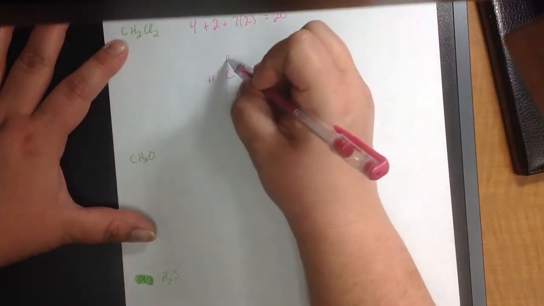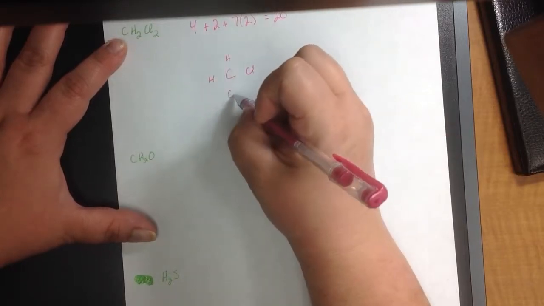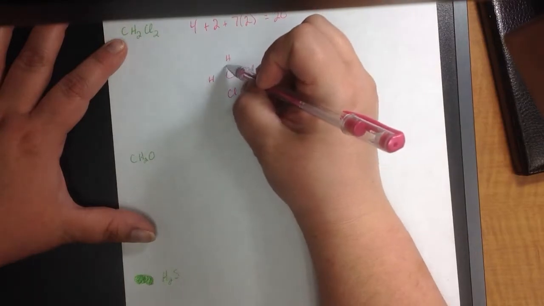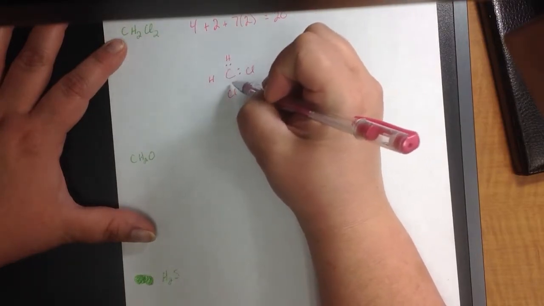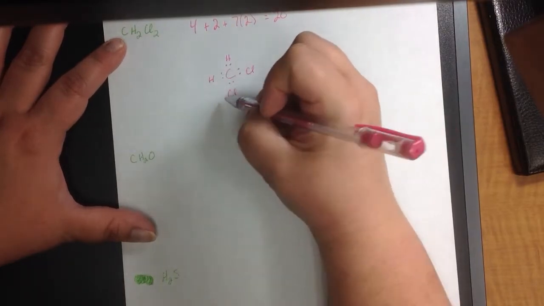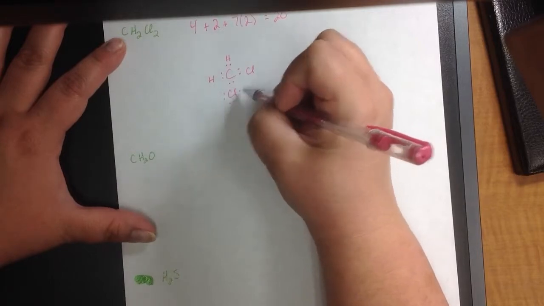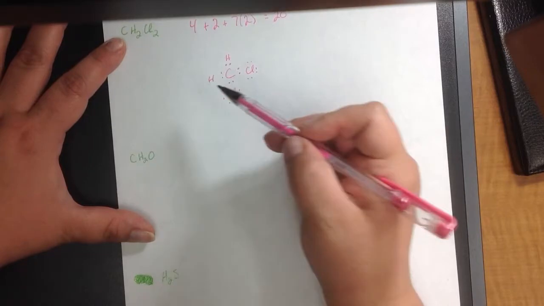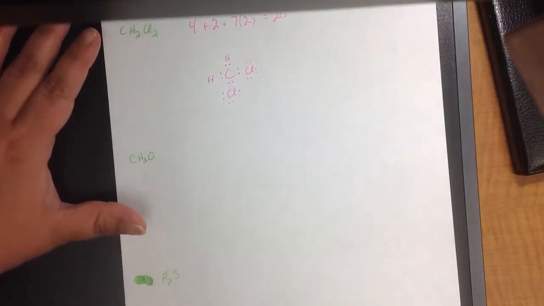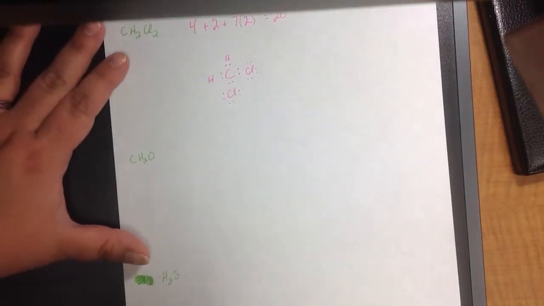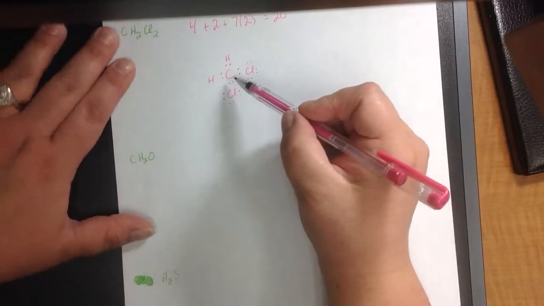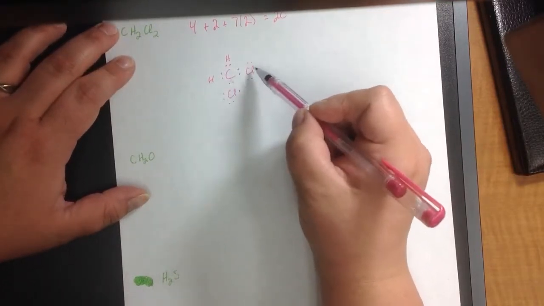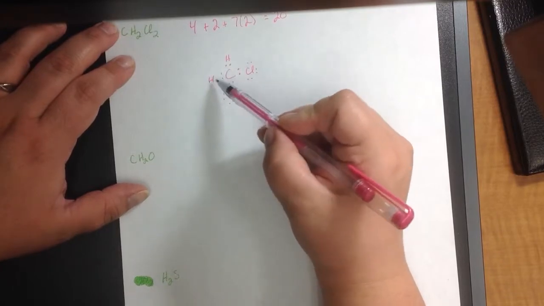It does not matter if you put hydrogens in one location or another versus chlorines in one location or another. This is not a 3D rendering. Okay. I only put 2 around the hydrogen because it can only take 2 electrons total. Okay. So this carbon has 8. Each of the chlorines have 8, and each of the hydrogens have 2.